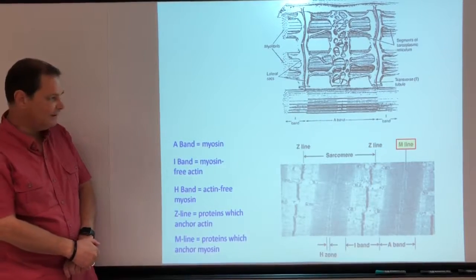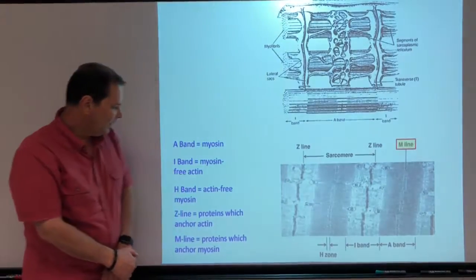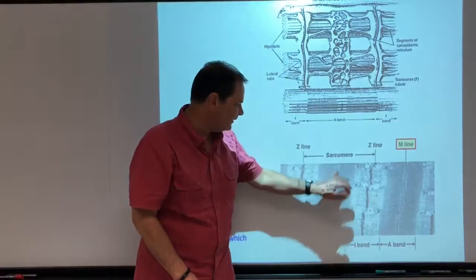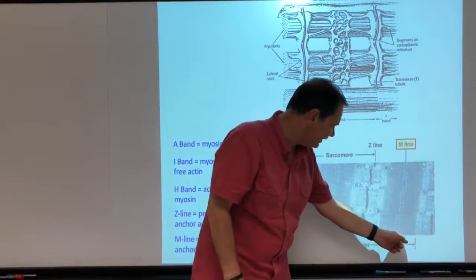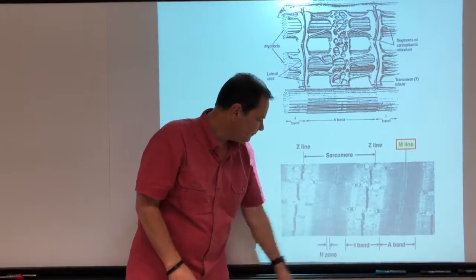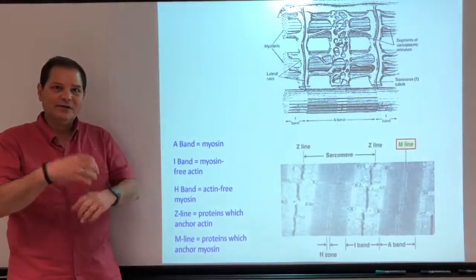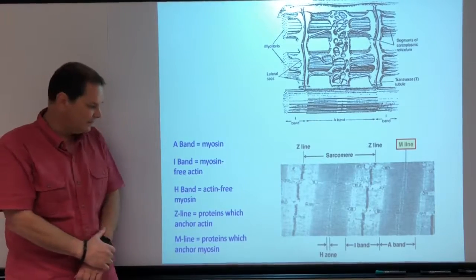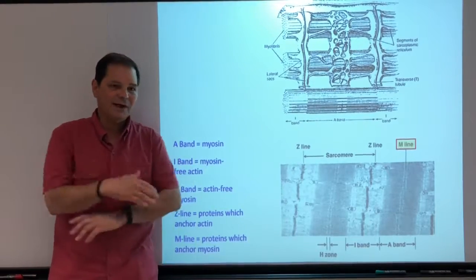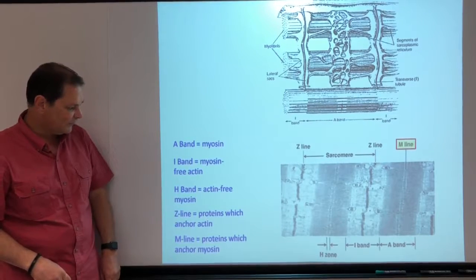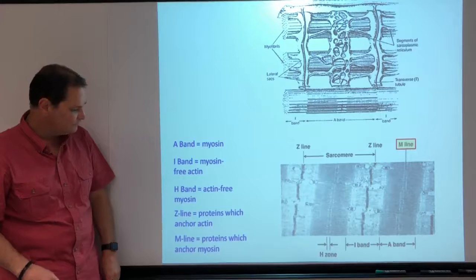And your M line. Your M line also has proteins which anchor the myosin in place. So it's this slightly darker band running right through the middle of the H zone. There are proteins there that are holding that myosin in place so that it doesn't just fly all over the sarcomere and move laterally or transversely through the cell. Okay?